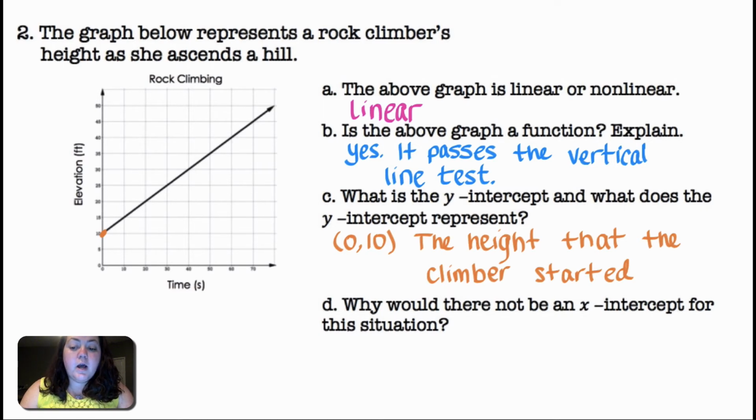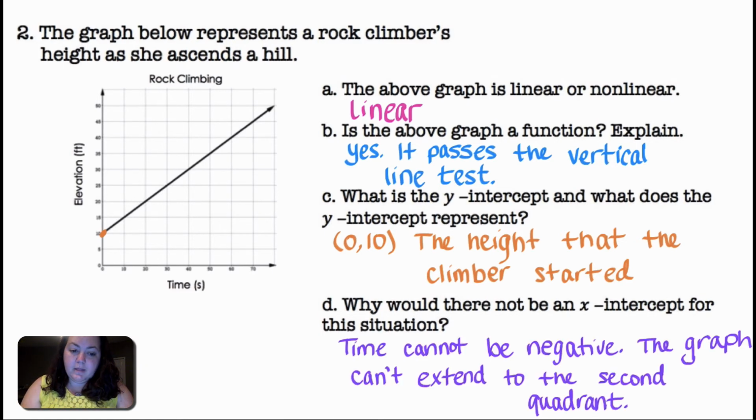Why would there not be an x-intercept? In order for there to be an x-intercept, that graph would have to keep going down. But that would mean that my time would go backwards into the negatives. And since time cannot be negative, the graph can't extend into that second quadrant. So we can't have that.